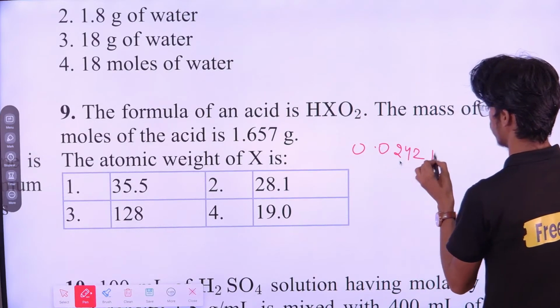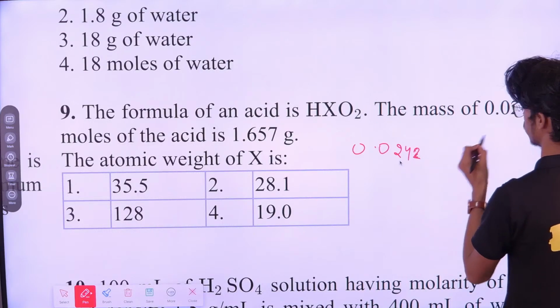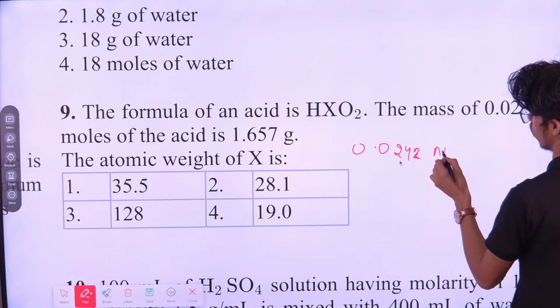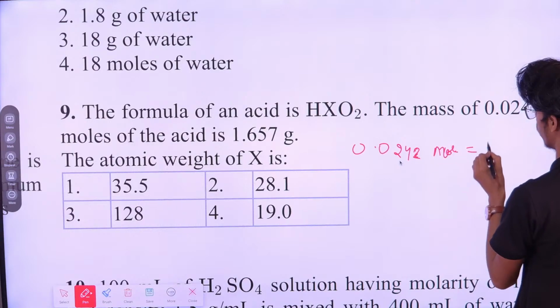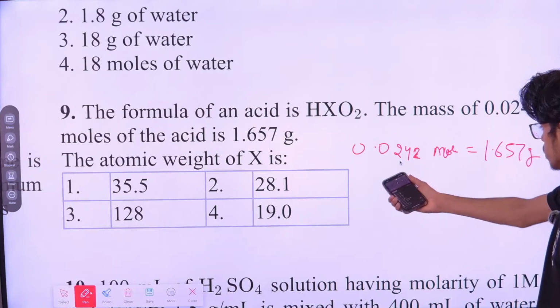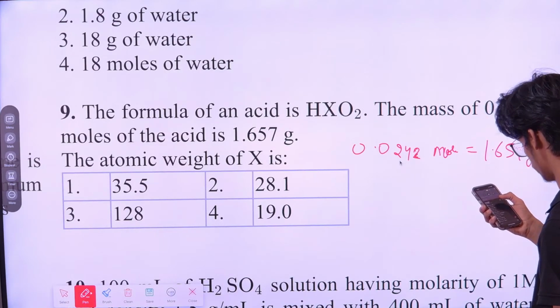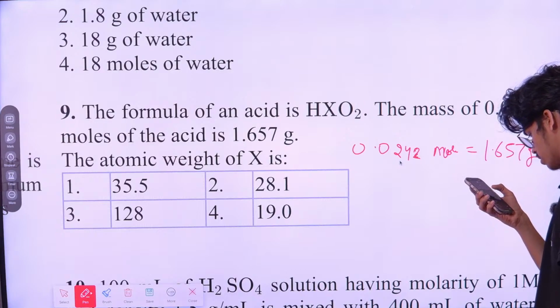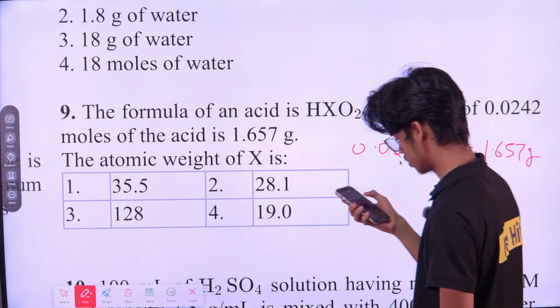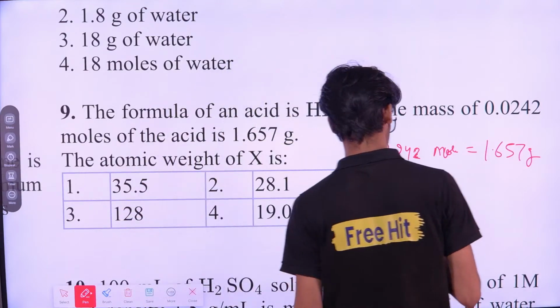0.0242 moles is equal to 1.657 gram. Got it? So this much mole is equal to this much gram, 68.47. Somebody has answered 68.47 is not the right answer, but Priya Jyoti, you have answered option number 1 and then you have written 68.47. I am expecting the option number 1 is what you are saying.